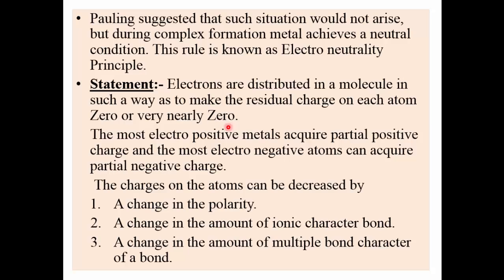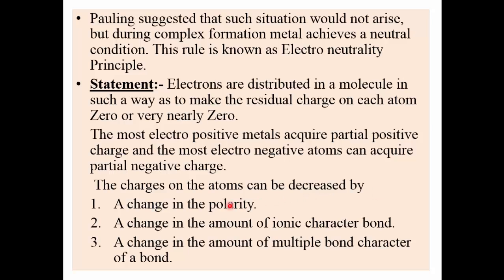There is no creation of negative charge. But Pauling suggests that there is formation of a neutral condition on that atom. So the most electropositive metal acquires partial positive charge, and the most electronegative atoms acquire partial negative charge. The charges on the atoms can be decreased, so we have to decrease that charge. We have to convert it into neutral condition so that it becomes stable.